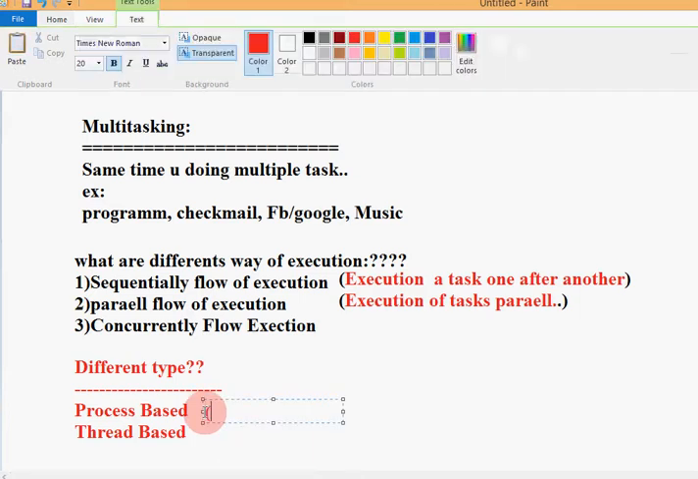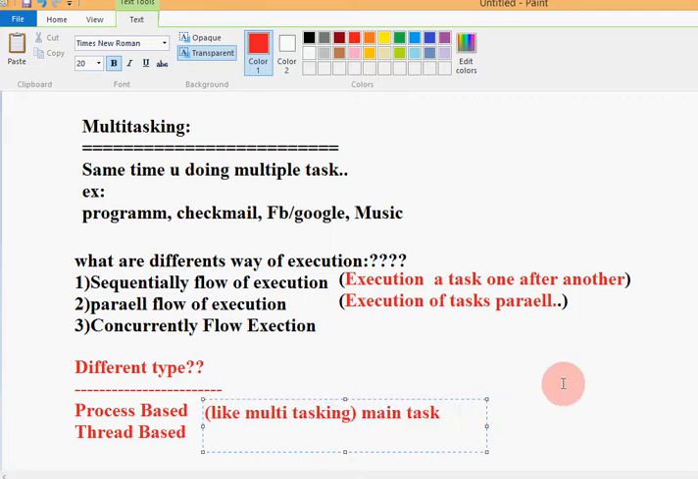Just like multitasking. At the same time you are doing multiple main tasks. This is a main task. While you're doing a main task, you're doing another task also.